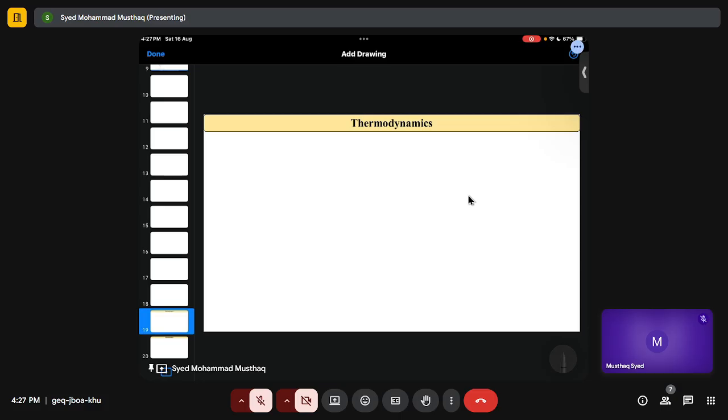Coming to thermodynamics. Okay, I will try to derive the Clapeyron equation, okay, in more detail, right? So that you can understand. So it will be simple. It will not be very difficult. Okay. So we'll just go through it.